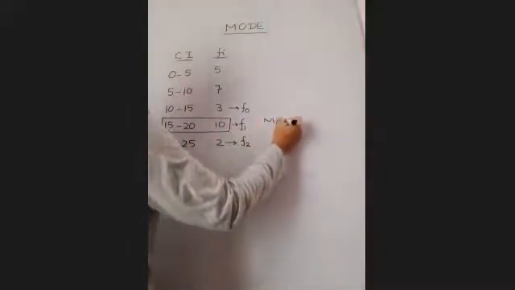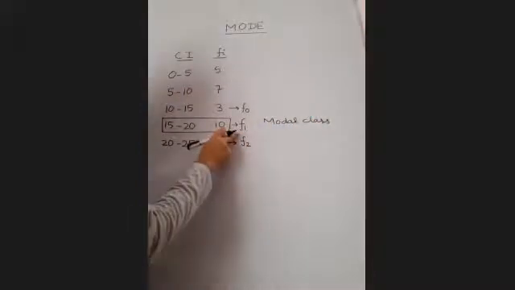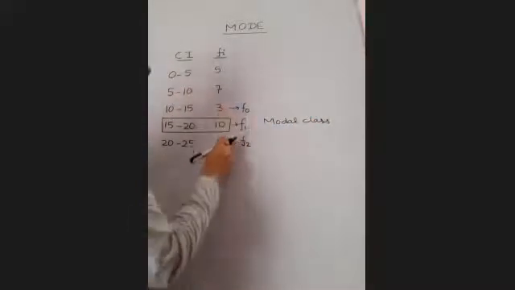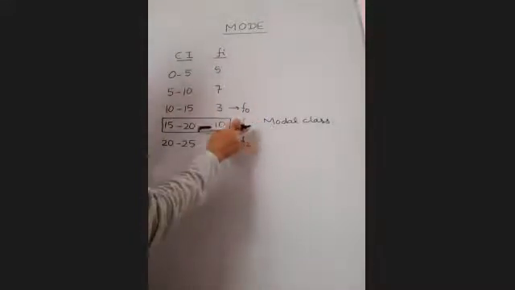So as simple as that, step 1, look for the class with maximum frequency. Highlight that class because that class is known as the modal class. Now the frequency of the modal class is denoted by F1. These are not my variables, these are standardized universal variables. Frequency of the class preceding is known as F0. Frequency of the class succeeding the modal class is given as F2.